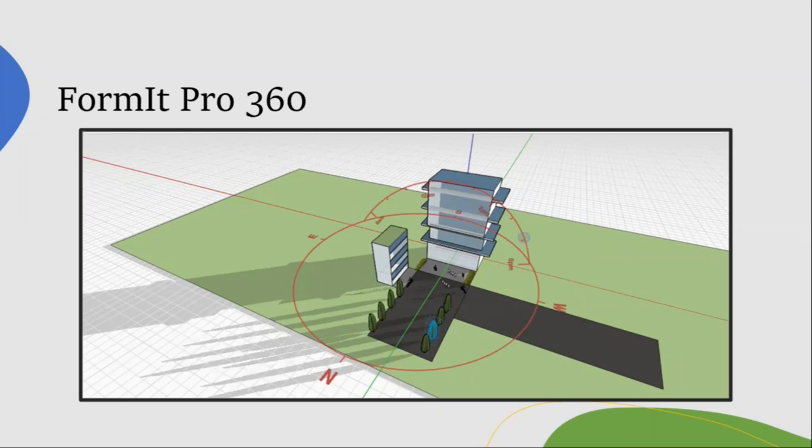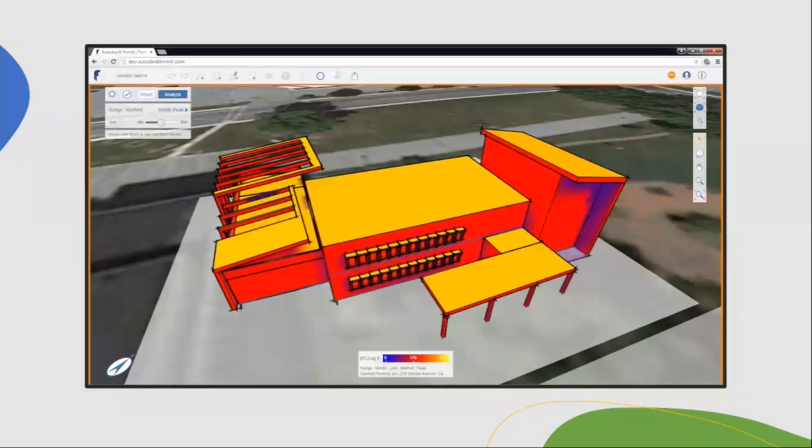Other advantages of Formit Pro 360 is that the conceptual models created in this particular cloud platform are highly interoperable with Revit as well as energy simulation tools. It is also possible to conduct basic climatic level studies or solar analysis on the conceptual model created in Formit Pro 360.